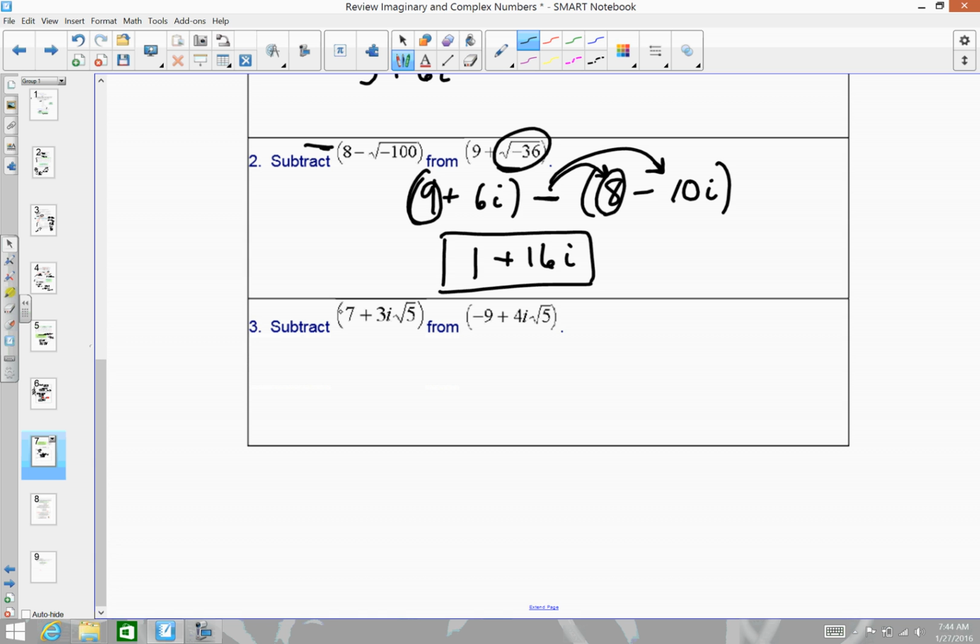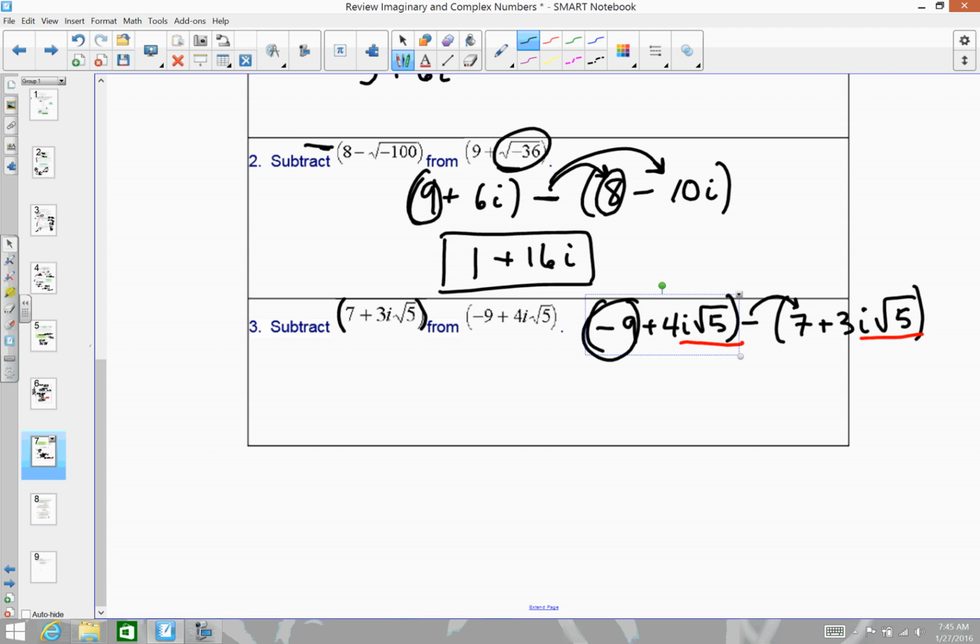Similarly, this next one says to subtract this first binomial complex number from my second one, so I'm going to rewrite this one. And from that, subtract 7 plus 3i radical 5. Now it looks like I have like terms here because after the coefficient, I have i radical 5. So those are like terms, I can combine them. So I'm going to take the real parts, negative 9. I'm going to subtract 7 and get, excuse me, listen to the announcements here.